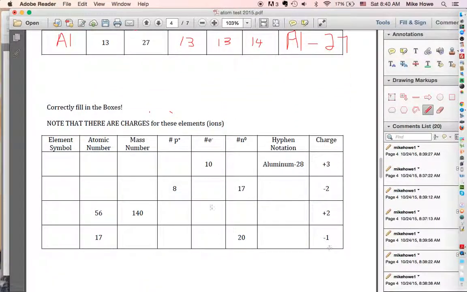All right, down here, note that there are charges. A little more challenging maybe. We just talked about aluminum being number 13, so I'm going to go ahead and write that in right here. Okay, so symbol Al. Here the mass number is given.